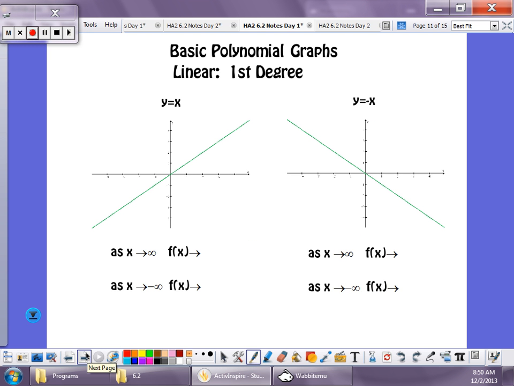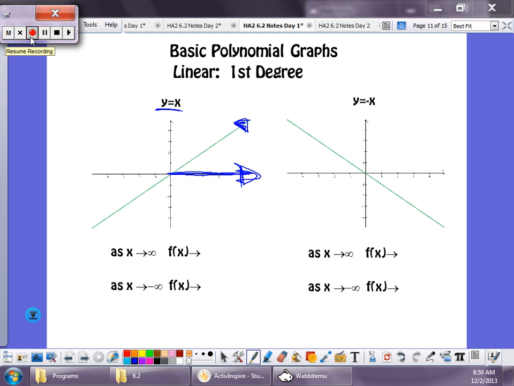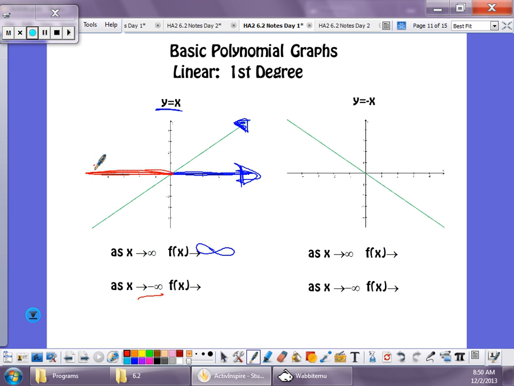So, polynomial graph, first degree. Essentially what I'm looking at here is just the graph of y equals x. As x goes to infinity, that means as I go infinitely to the right, what is my graph doing? Where are my y values going? It's going to go to infinity. And then as x approaches negative infinity, so as I go infinitely to the left, what is my graph approaching? Negative infinity. Very good.